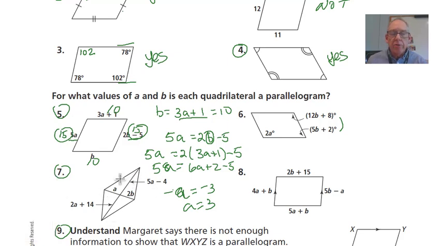Number 7 is dealing with the diagonals. We have a parallelogram, and in a parallelogram, the diagonals bisect each other. They're not showing anything about right angles being there, so we can't say that it's a rhombus or anything like that, but the diagonals bisect each other. So let's see. They're telling us that this half of the diagonal here is 5a minus 4, and this other half of the diagonal is 2a plus 14. Since the diagonals bisect each other, we can set 2a plus 14 equal to 5a minus 4.